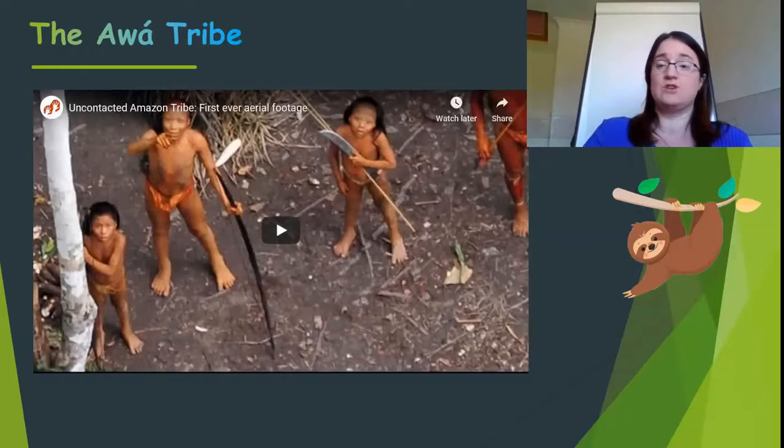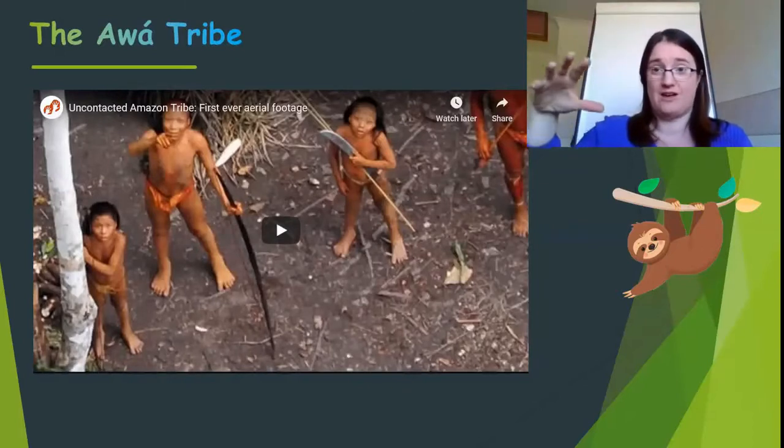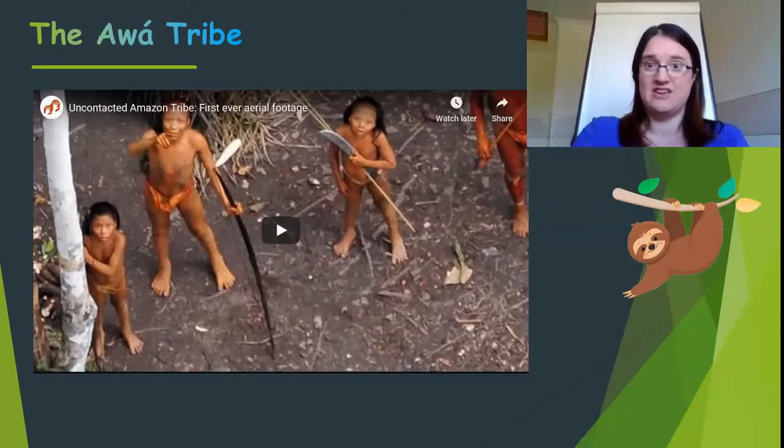So he decided that he would take a film crew from the BBC with some really powerful lenses, and he would fly over the top of the area where he thought they were and see if he could get some footage of them, and he managed it. So let's find out about the Awa tribe.